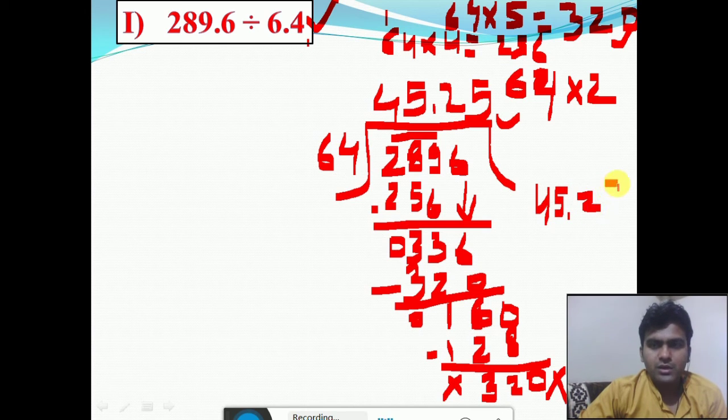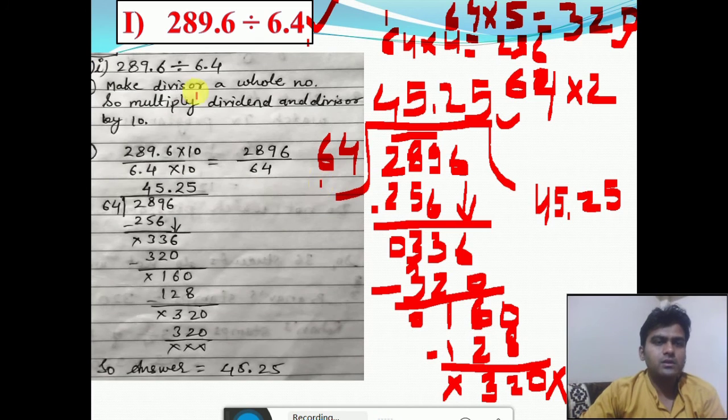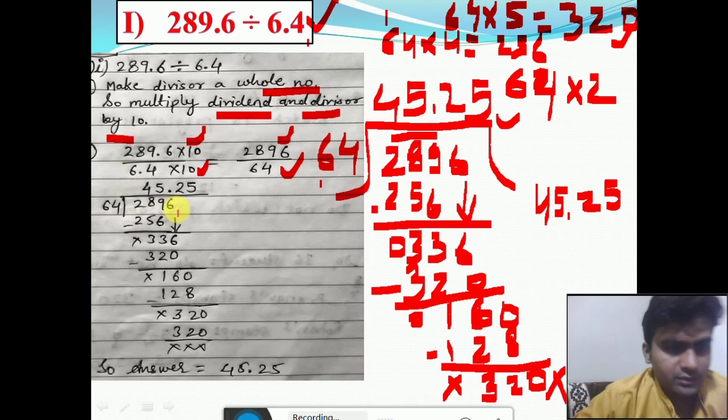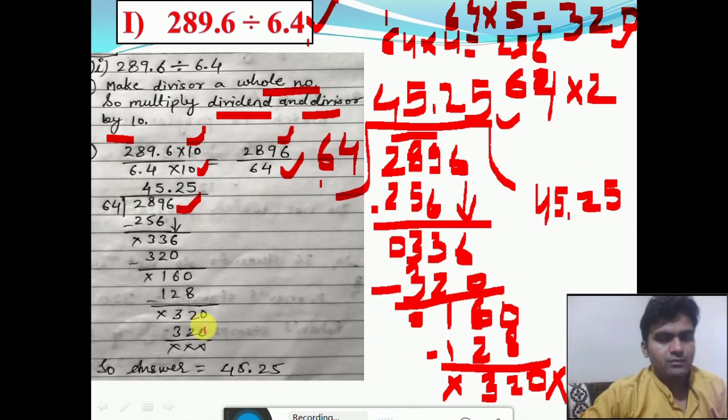I hope you understood this, and you can see the solution also here. Make the divisor a whole number by multiplying the dividend and divisor by 10. Look here, the numbers become 2896 and 64. Now 2896 divided by 64 will result in 45.25. So our answer is 45.25.